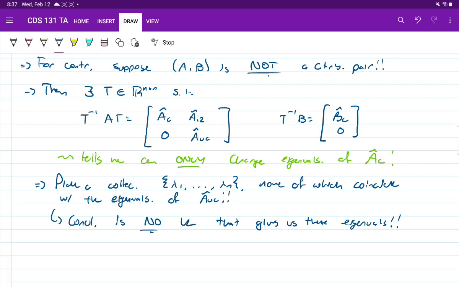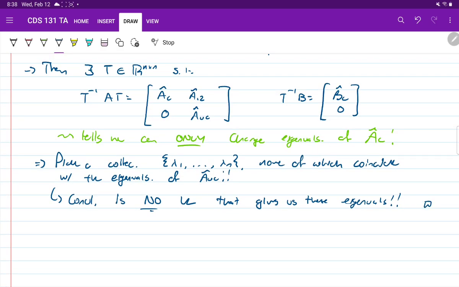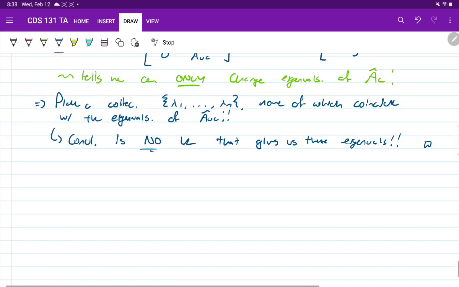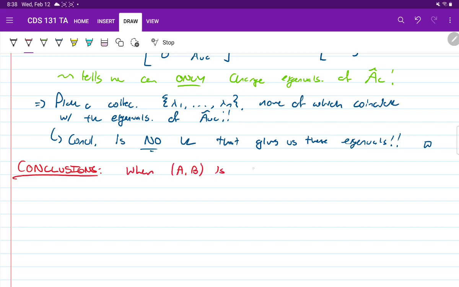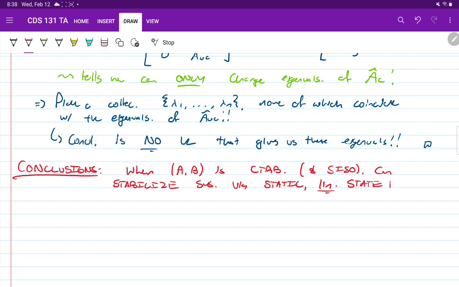So that goes ahead and gives us a contradiction, and we conclude that the result holds. All right, fantastic. So let's talk about our main conclusions. The conclusion is that when (A, B) is controllable, and at least SISO, we can stabilize the system via static linear state feedback, right? U equals Kx.